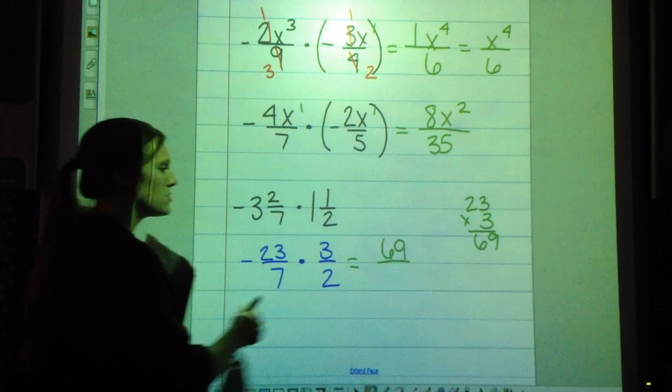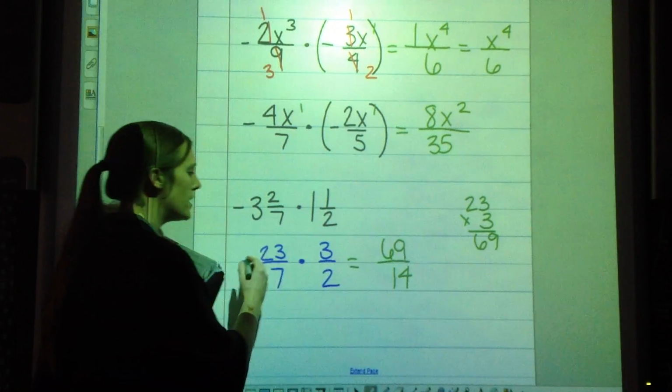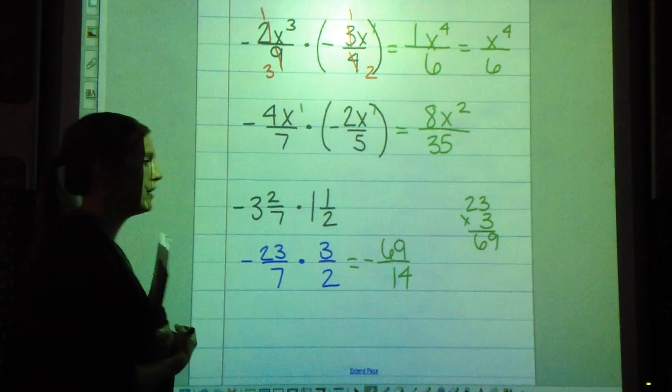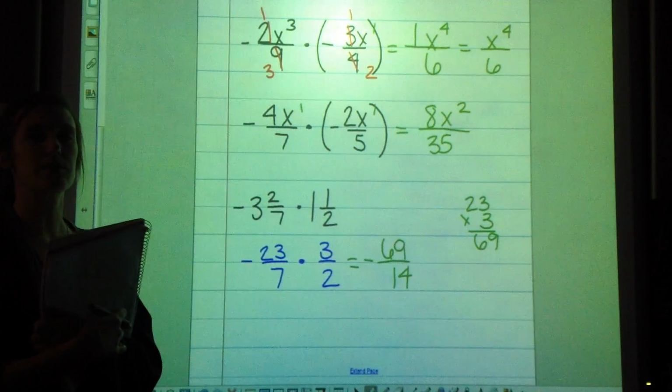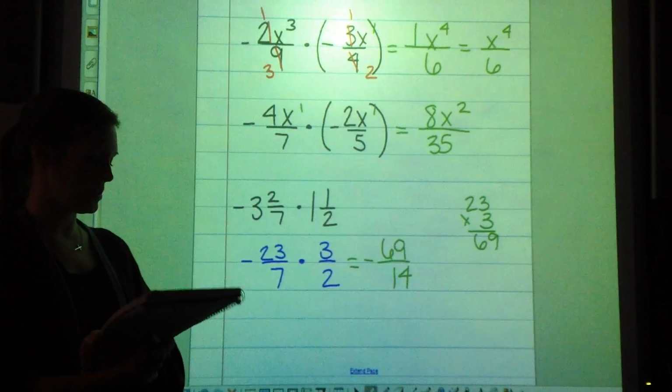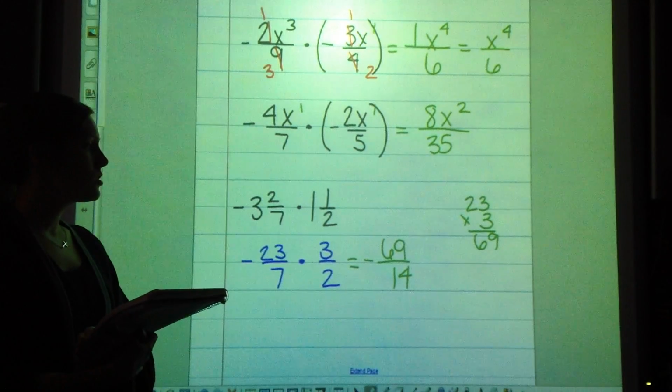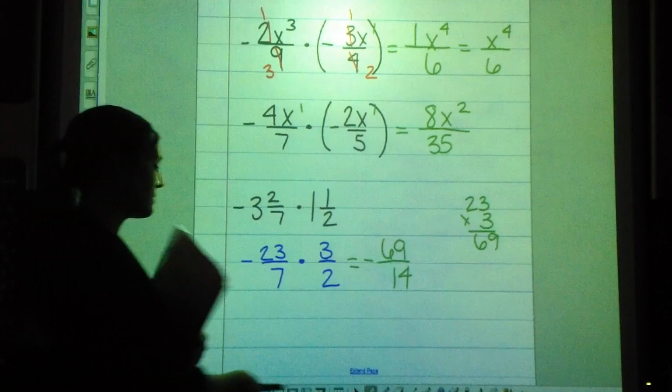And then 7 times 2 is 14. A negative times a positive is a negative. Okay, so our answer is an improper fraction. It's an acceptable answer, but it's not the most complete answer. We're going to want to turn that improper fraction into a mixed number.